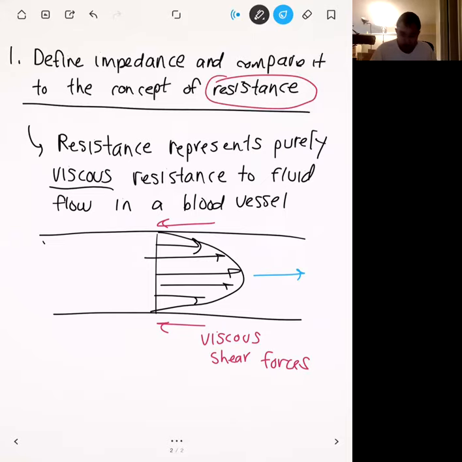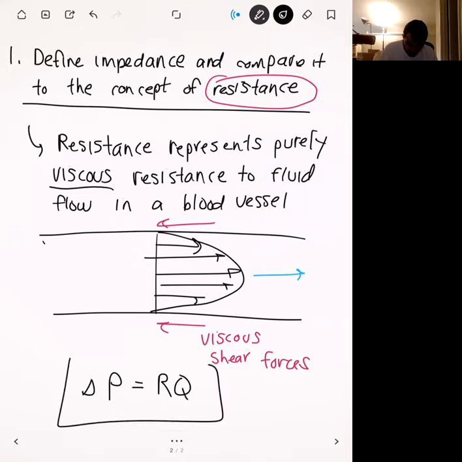When we first defined resistance, given by our simple R, this was the only real effect that we were looking at. The formula that we use to denote this is that delta P is equal to R times Q. This is our Ohm's law number 2, which represents the fact that in order to drive a certain amount of flow Q in a blood vessel, we need a certain drop in pressure. That drop in pressure is needed to overcome the viscous energy losses. So when we talk about resistance, it was purely based on viscous forces.